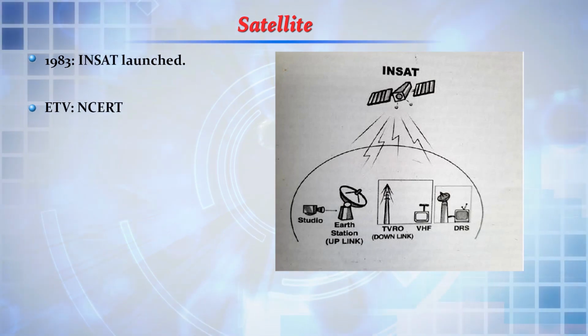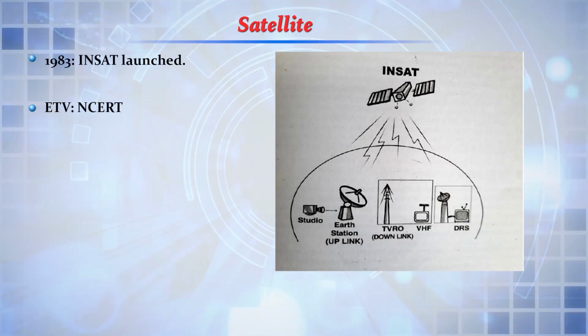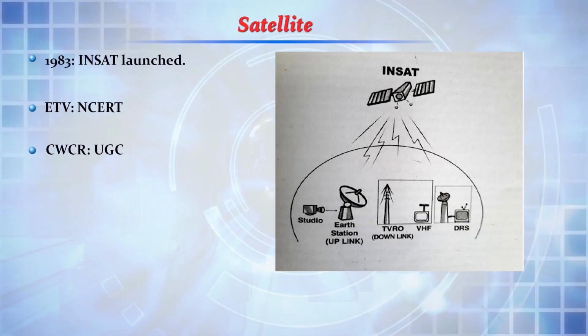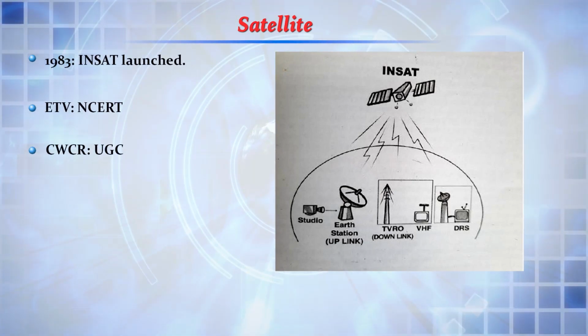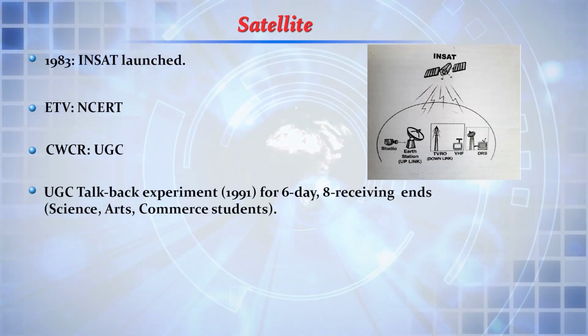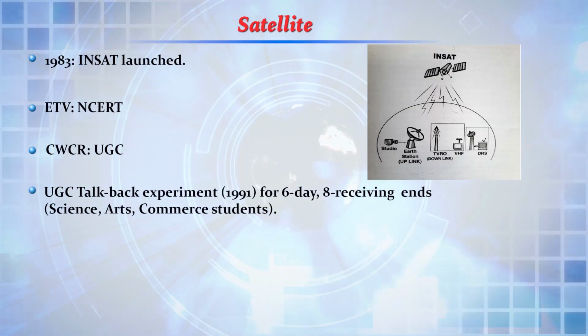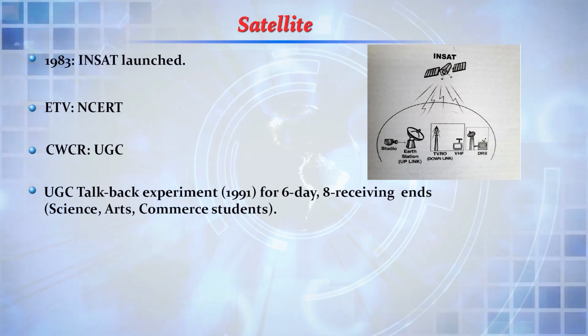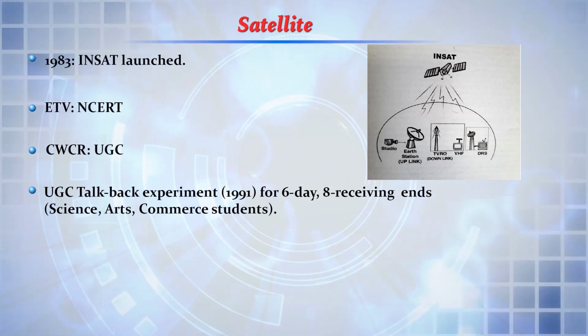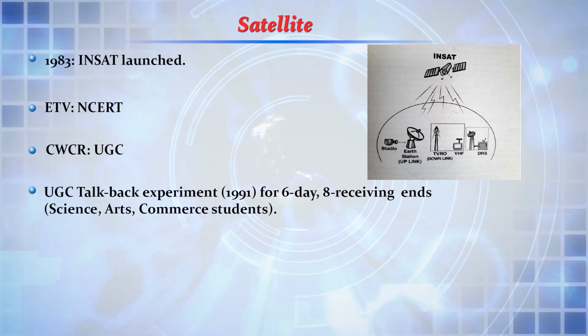The University Grants Commission used, through its Consortium for Educational Communication, the Countrywide Classroom Program, CWCR, programs. The UGC ran a talkback experiment in 1991 for 6 days. There were 8 receiving ends. This was basically for science, arts, and commerce students, and that experiment was very successful.